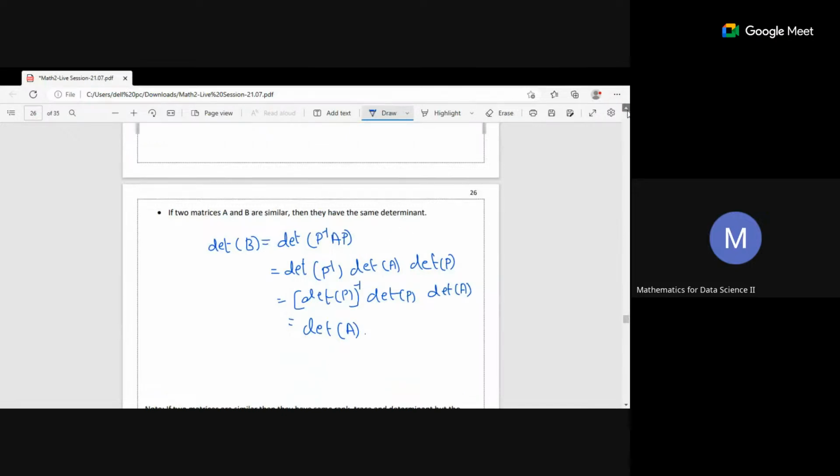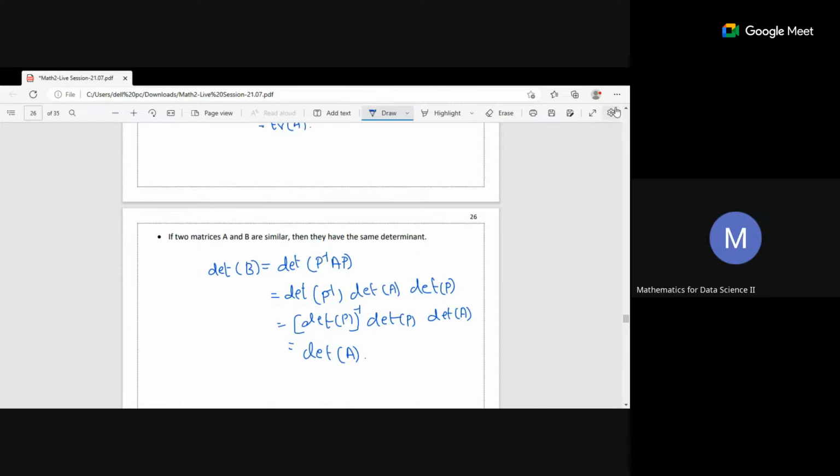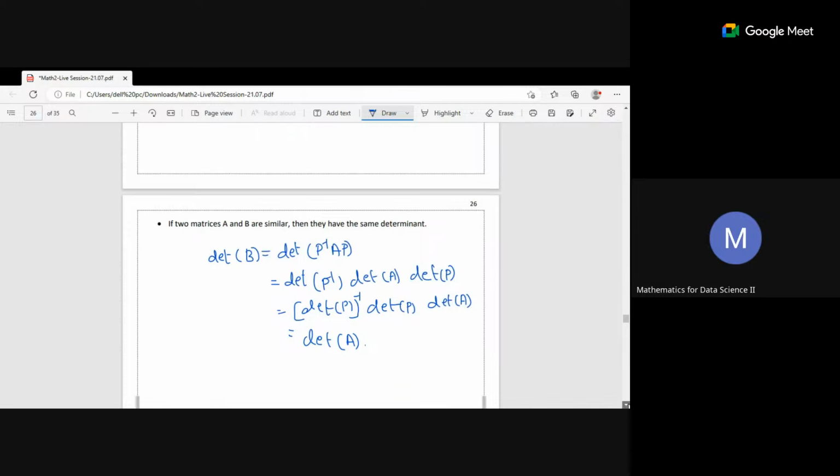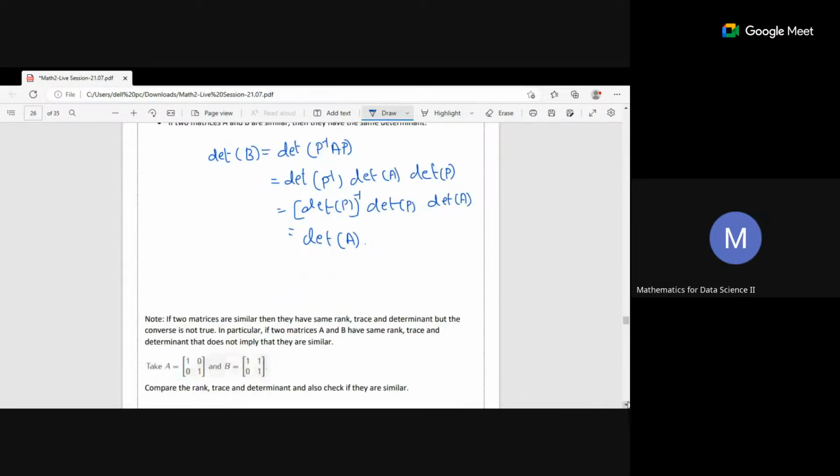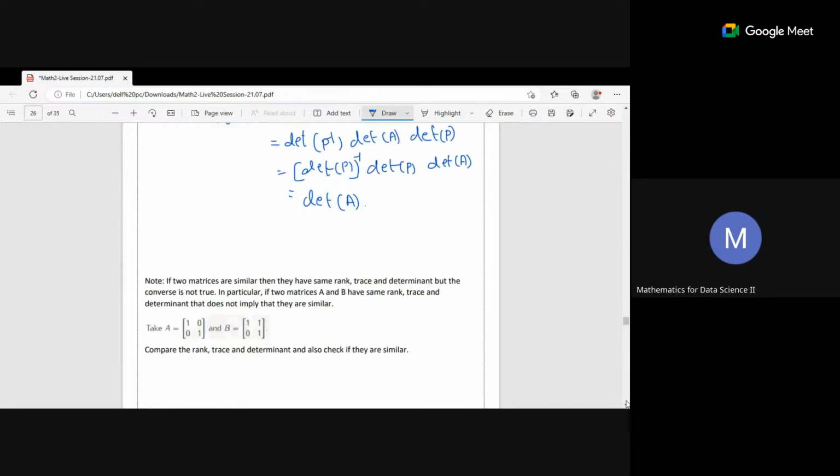So similar matrices will have the same rank, same trace, same determinant. All these properties are there. So when you are looking at similar matrices, if any one of them fails, then you can say they are not similar. But please be careful: even if matrices have the same rank, same trace, same determinant, the converse is not true, they need not be similar. Already we saw that these two matrices are not similar. We have already verified this.